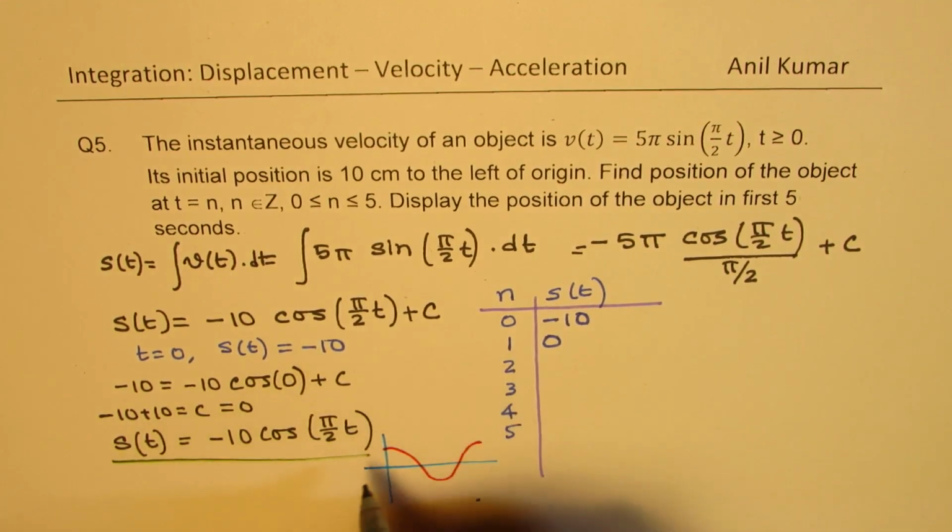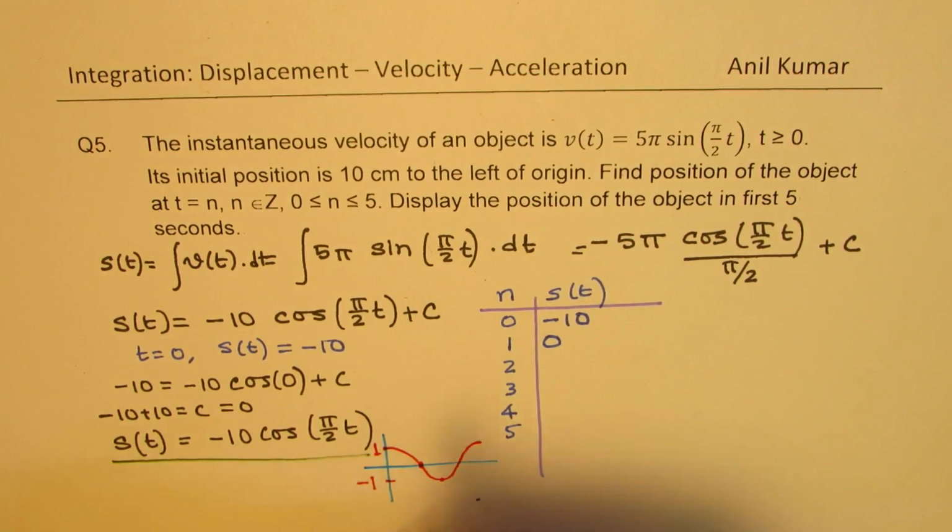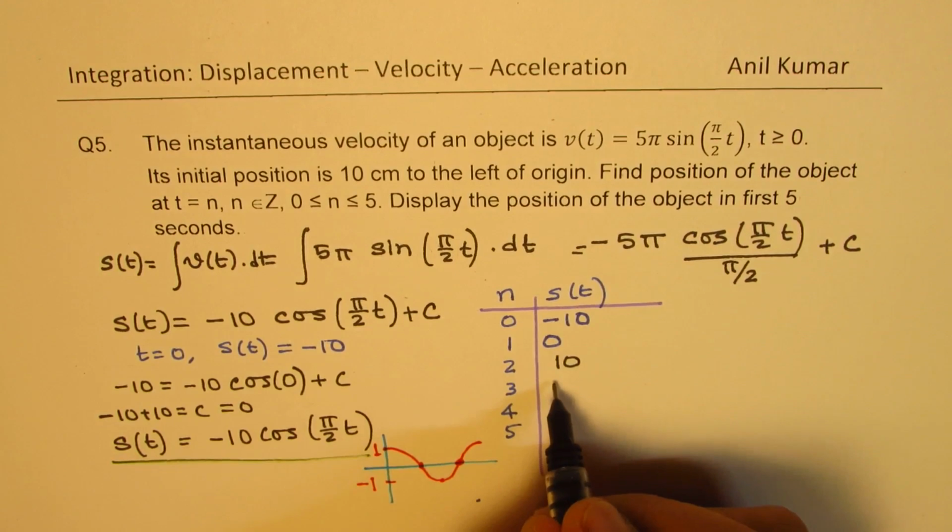Now when I say 0, at 0 it is 1. This is the value 1. When I say 1, we are talking about pi by 2, and this is pi by 2. Correct? Cos of pi by 2 is 0. So when I write 2 here, I get cos pi, and cos pi is minus 1. So minus 1 means minus and minus becomes plus 10. Do you see that? Now at 3, we are at this point, which is also 0. So we get this as 0.